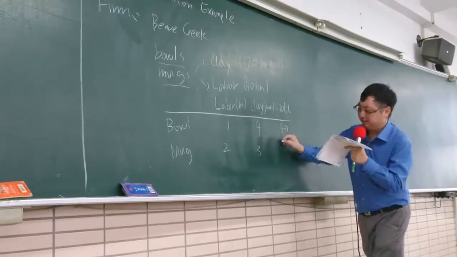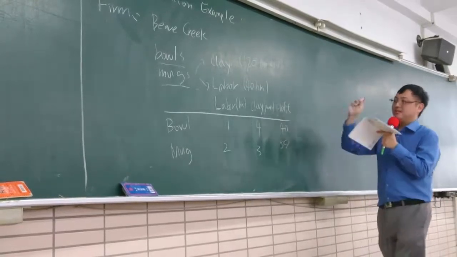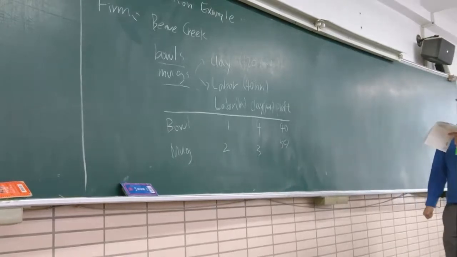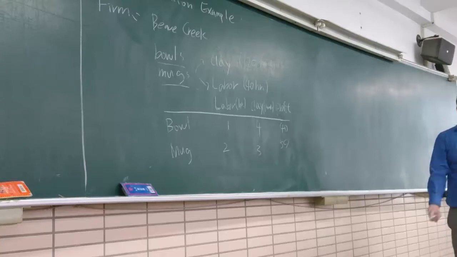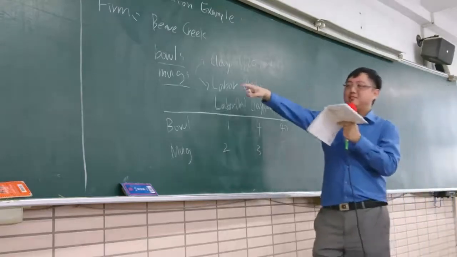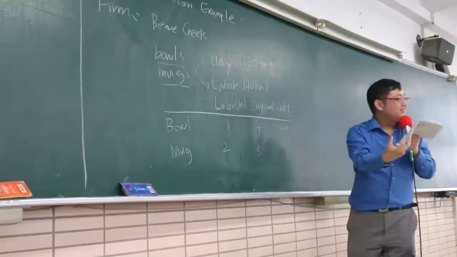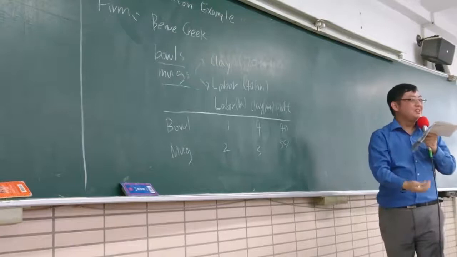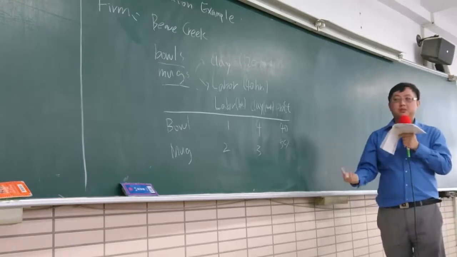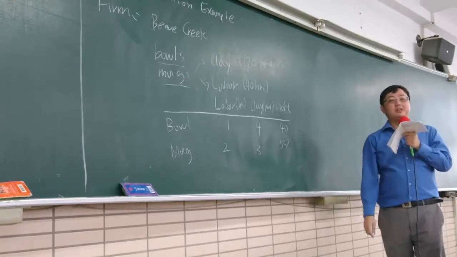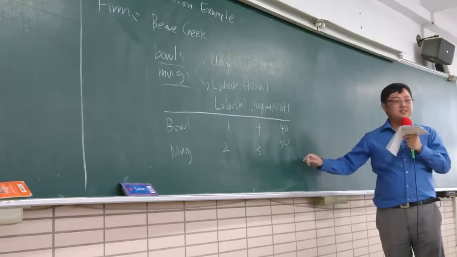For mug is 50. So the objective is maximize profit. So how many bowls and mugs we should sell. So you have to solve this problem using linear programming. Okay, next period we will do is take a break.